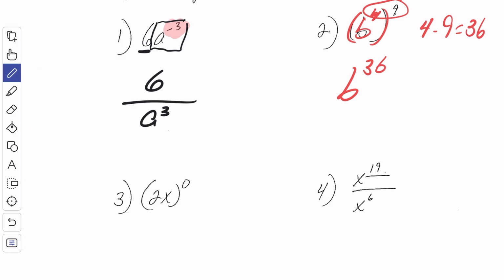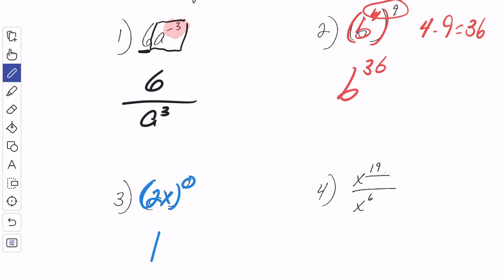The key thing for this next one, number 3, is we see that everything is put in this parentheses. So 2x is being raised to the 0 power because it's all inside that parentheses. And anything raised to the 0 power is equal to 1, so this is just simply 1.